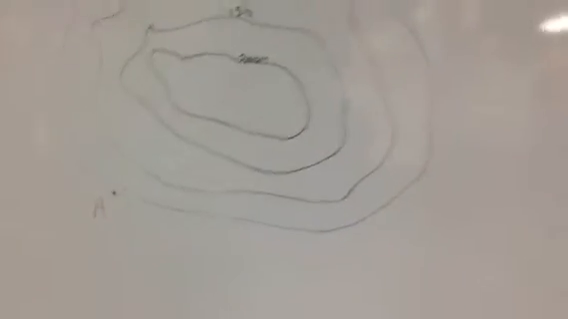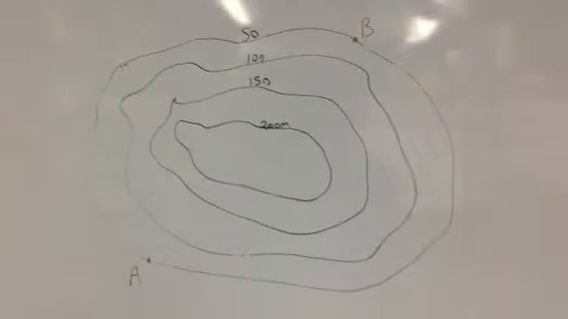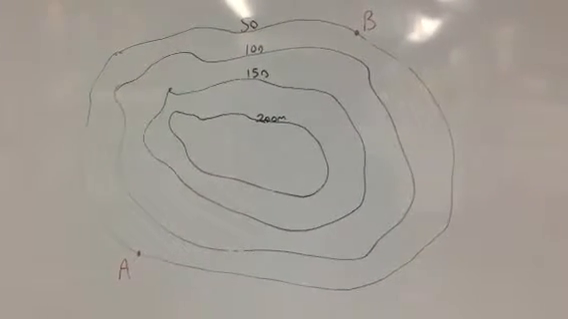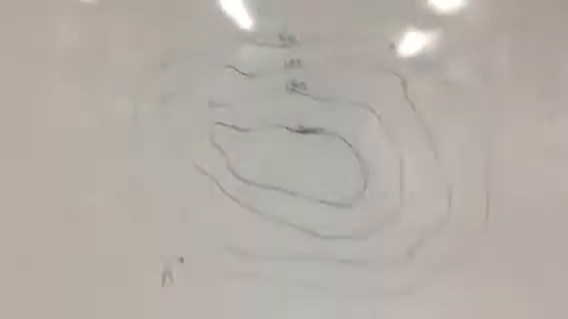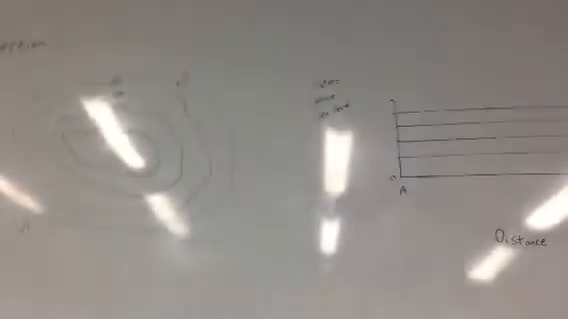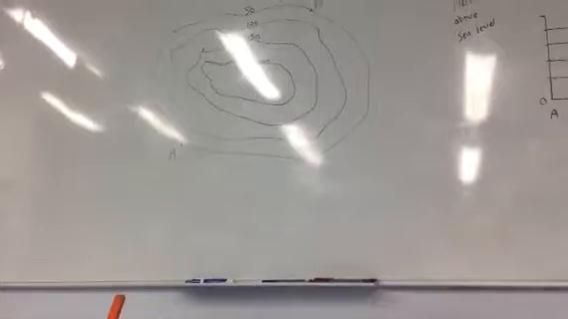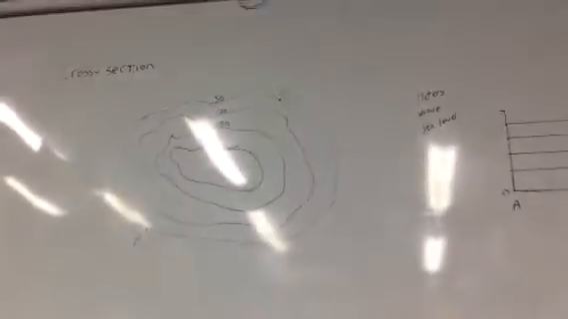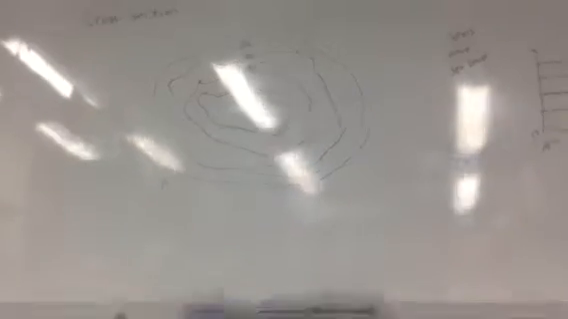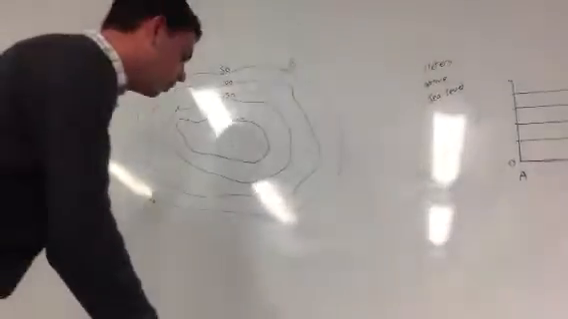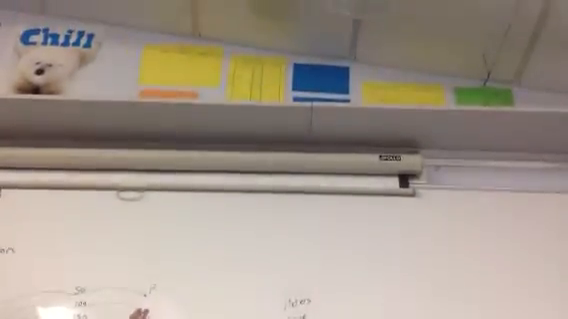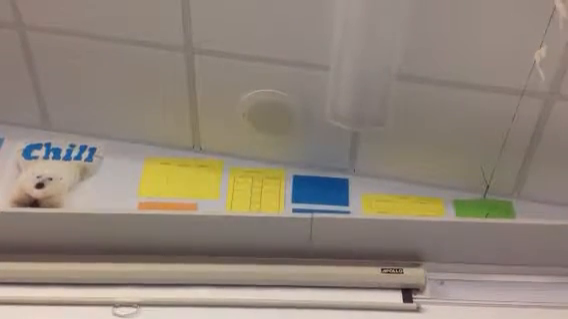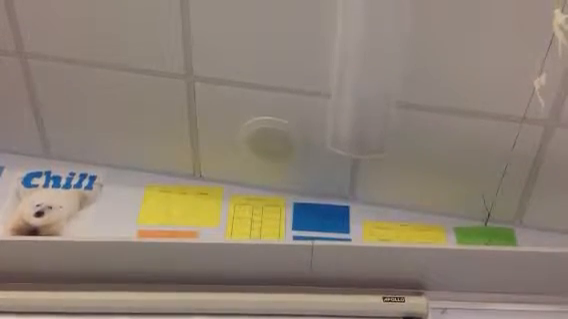Next step, you have to take a piece of paper and hold it up between A and B, so watch as I do that. So you hold up a piece of paper from A to B, just like that. And what you do is you take a pen and you mark.